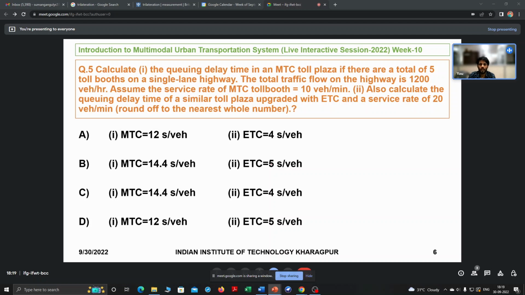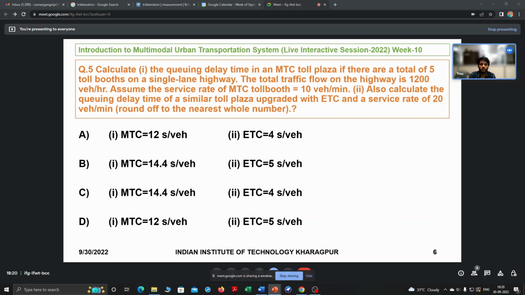And the service rate is given. Service rate means the rate at which the toll booth is serving the vehicles. So that is 10 vehicles per minute. So per minute 10 vehicles are served in a particular counter, and you have a total of 5 toll booths.